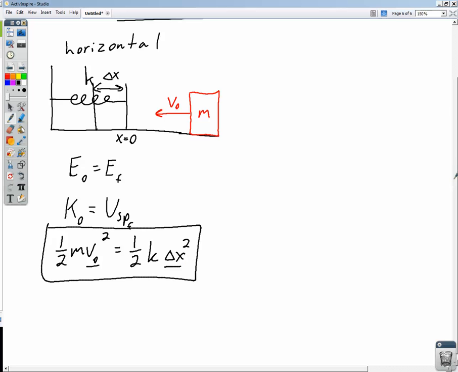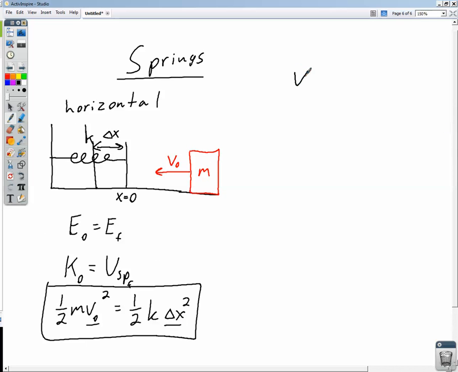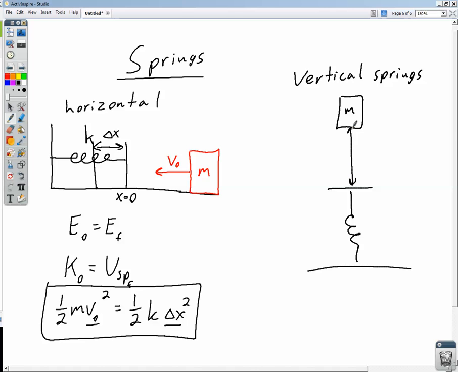Now, a more complicated situation is vertical springs. The reason it's more complicated is because we have to deal with all three kinds of mechanical energy here. So let's say we've got some mass m sitting up here, some height y naught above a platform connected to a spring connected to the ground. M is initially at rest. We're going to release it. It's going to fall, hit the spring, and compress the spring. And there's no friction, no air resistance.